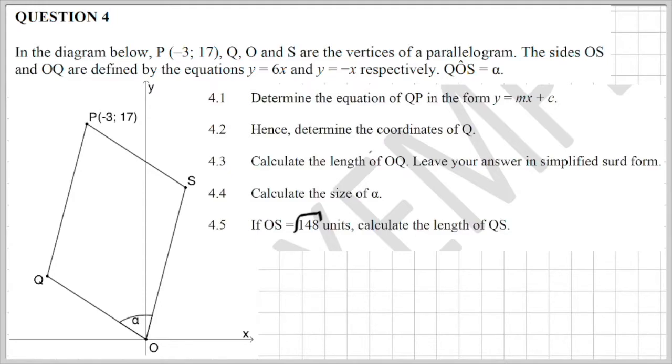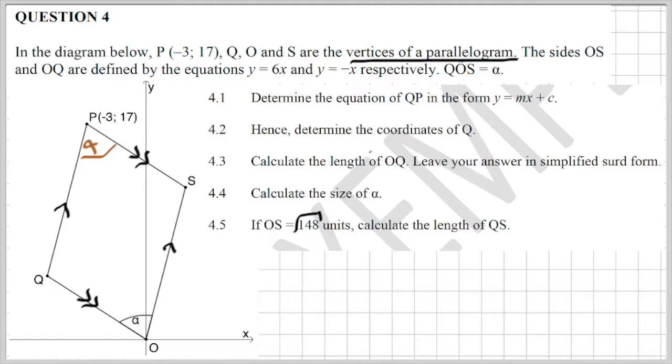When we get a question like this, ladies and gentlemen, I love to first analyze the question, so I make 100% sure that I don't miss what is required of me. It says here, in the diagram below, P(-3; 17), Q, O, and S are the vertices of a parallelogram. In other words, PS is parallel to OQ, as well as PQ is parallel to OS.